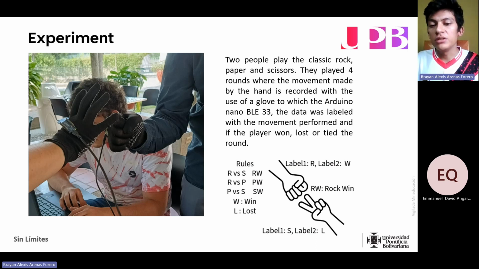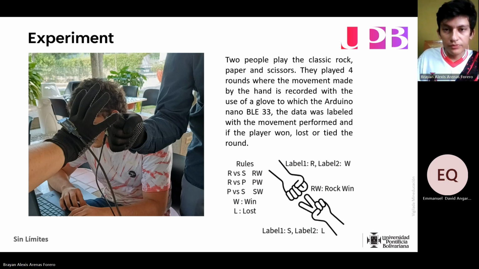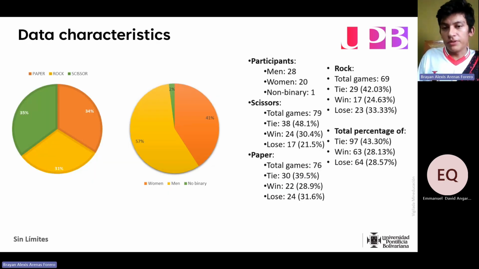Each participant was assigned an individual computer to collect data through the Edge Impulse platform. Two members of the research team recorded the movements of each participant. The captured signals were uploaded directly to Edge Impulse, which stored the data set. We had a diverse group of participants. There were 28 men, 20 women, and 1 non-binary.